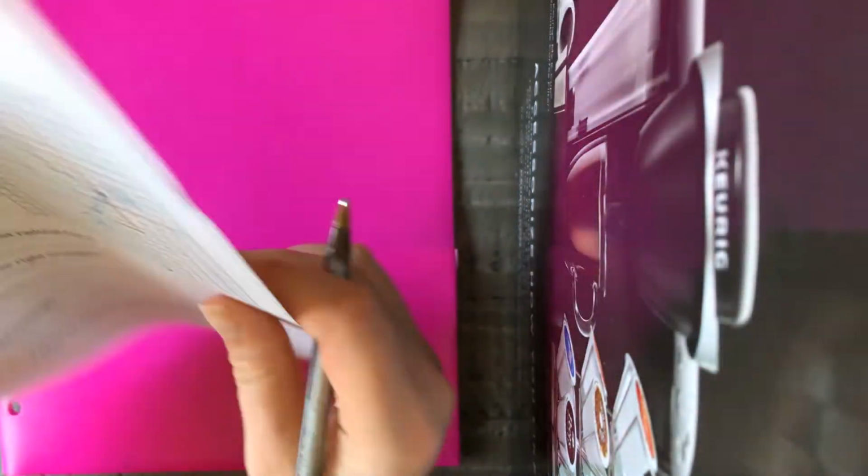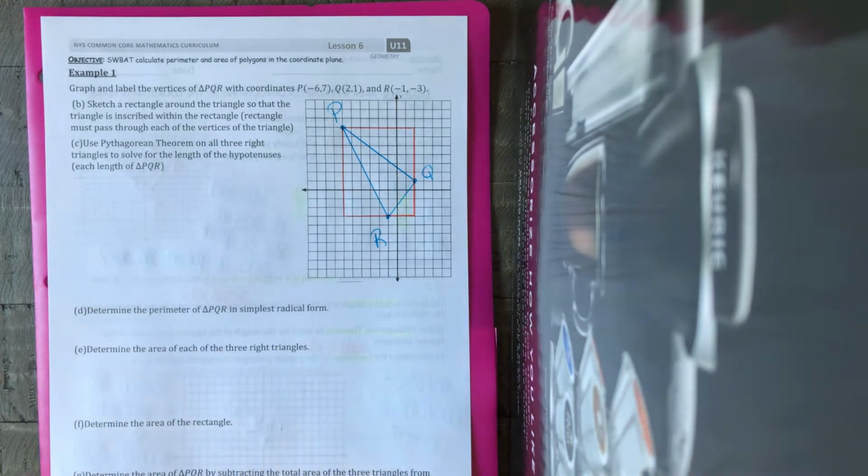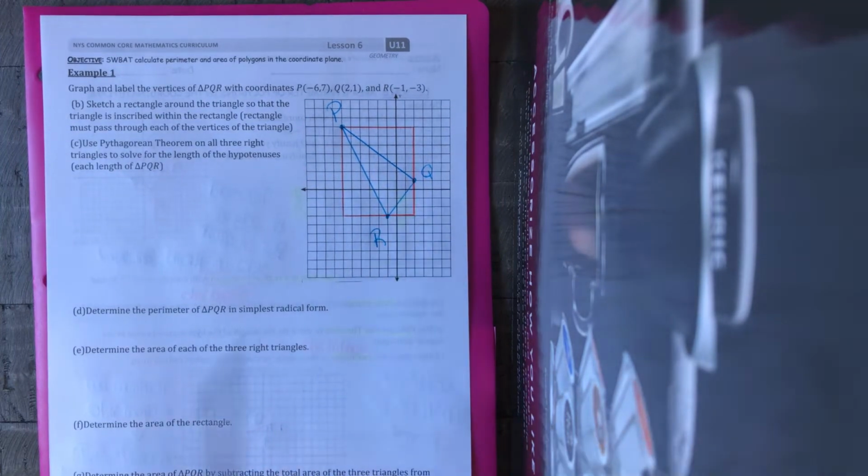Okay, moving on to number 1. It says graph and label the vertices of triangle PQR with those coordinates. So again, I just graphed it in advance, P, Q, and R. It's already on my graph there. So if we look at the next section, it says sketch a rectangle around the triangle so that the triangle is inscribed within the rectangle.